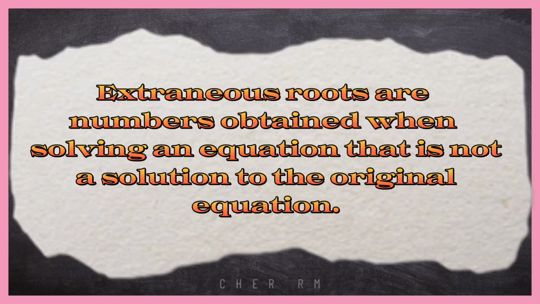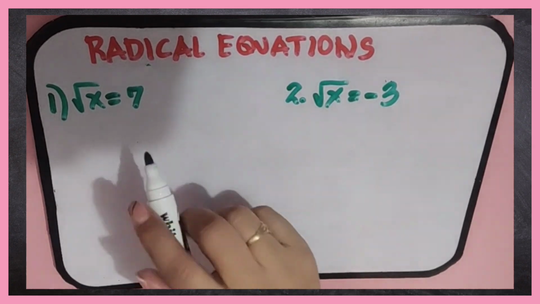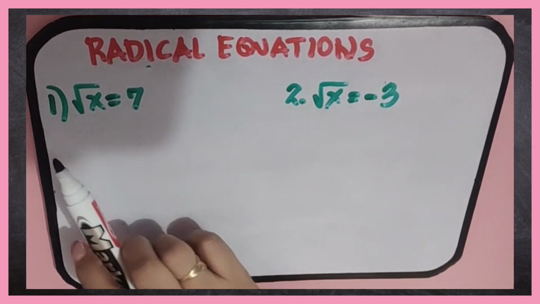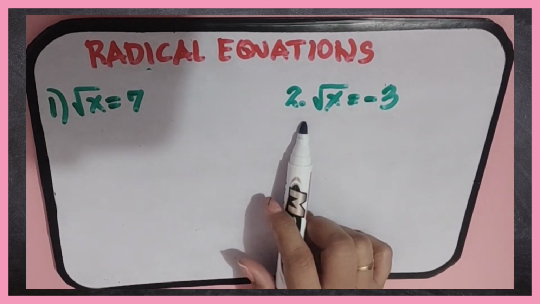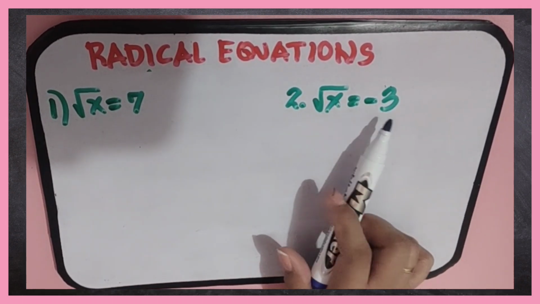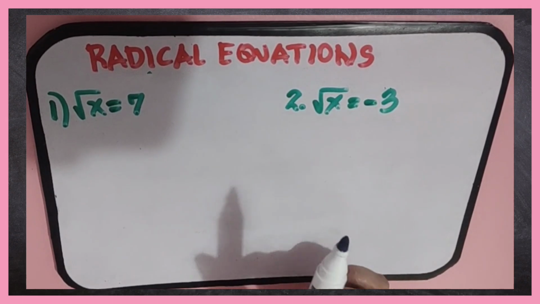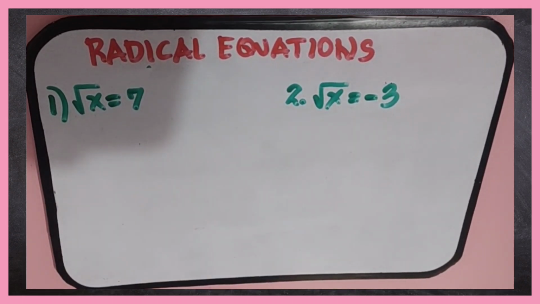When we say extraneous roots, these are numbers obtained when solving an equation that are not a solution to the original equation. Okay, so let us have some examples. We have number 1, square root of x is equal to 7, while number 2, square root of x is equal to negative 3. So let us find the solution of these two equations.